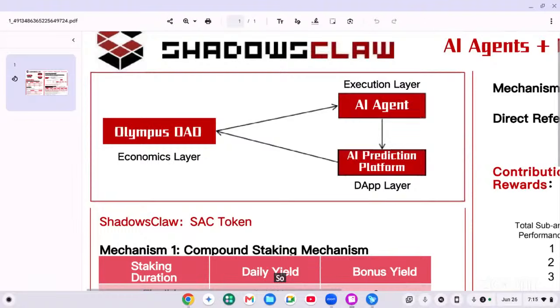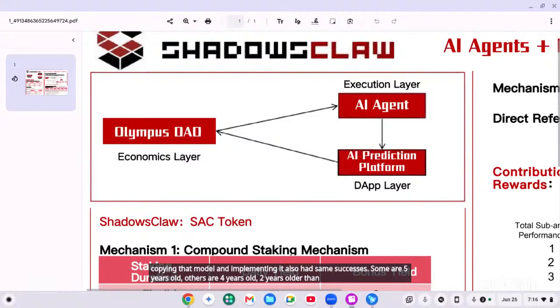So other protocols decided to study what they did right, and then copy that approach and implement it into their projects. All the protocols that came after them, copying that model and implementing it, also had the same successes. Some are 5 years old, others are 4 years old, 2 years old, and then over a year old. The youngest I have seen is over a year old. And that model has proven to be very successful. Hence, the need to actually adopt it if you genuinely care about your community and you want them to see the long-term viability of whatever they are doing.